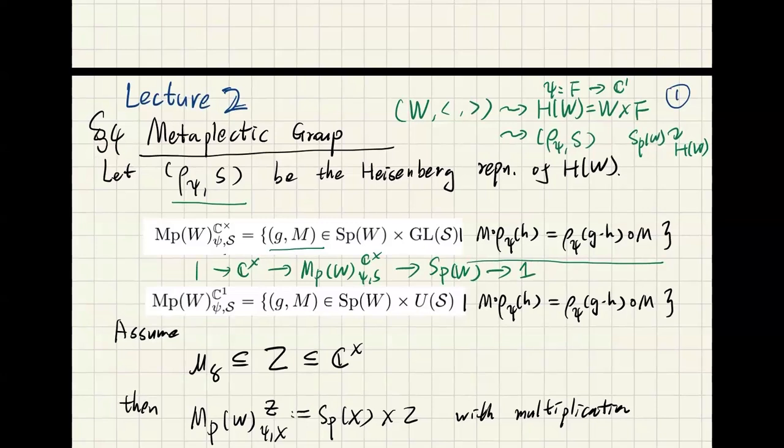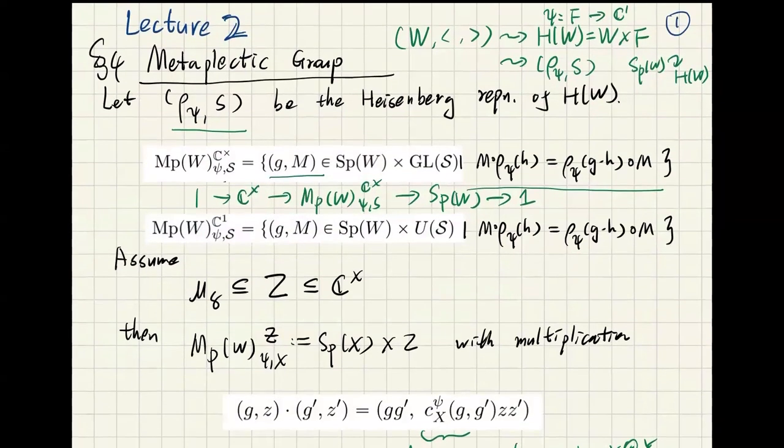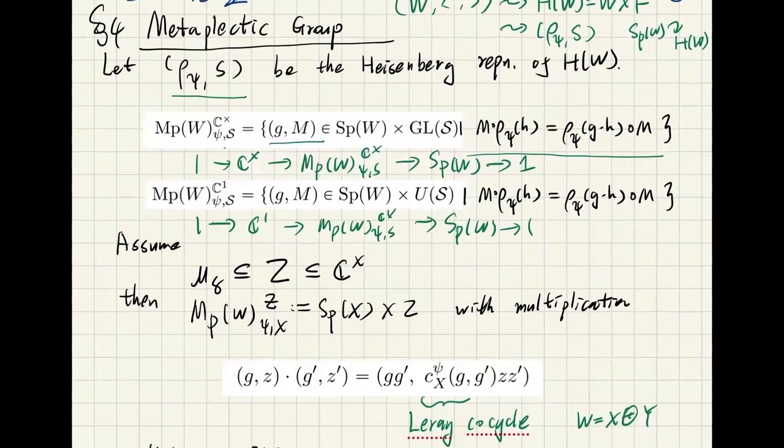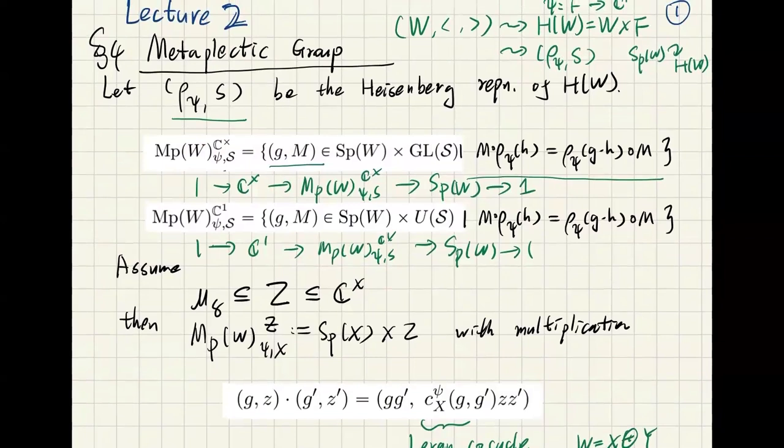This is a C cross covering, and we also have a C1 covering, because this Heisenberg representation is a unitary representation, so you can require the intertwining operator to be a unitary operator. Therefore we have a C1 extension of the symplectic group: 1 goes to C1, goes to Mp(W, psi), goes to Sp(W), goes to 1. Now suppose S is realized as the Schrodinger model.